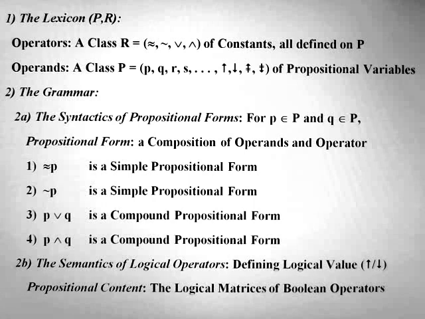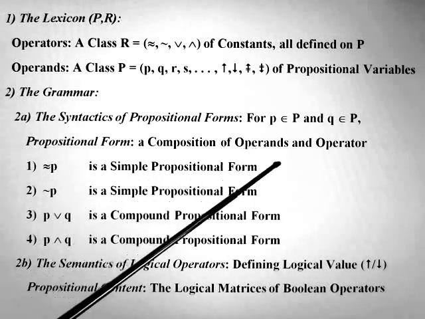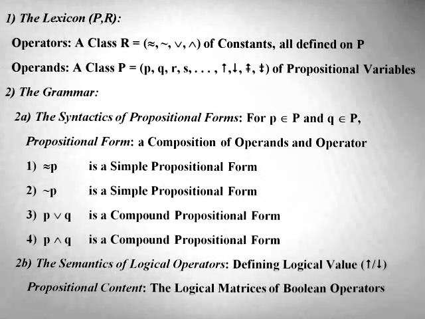Beginning then with the syntactics, which produce propositional form, consisting of a composition of operands and operators. We start with the position operator first, and we see that it requires a single propositional variable, and when we combine these, we get what we call a simple propositional form. Similarly, for the negation operator, we combine that with one propositional variable, and that too produces a simple propositional form. Because of the requirement of a single propositional variable, these operators are called monadic operators.